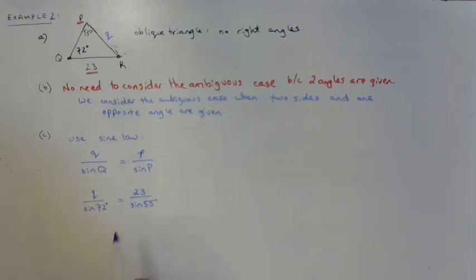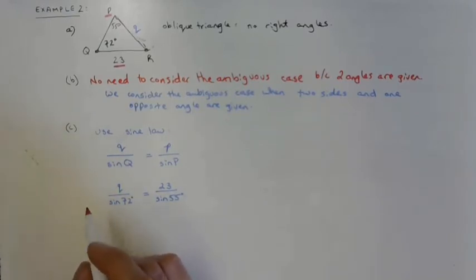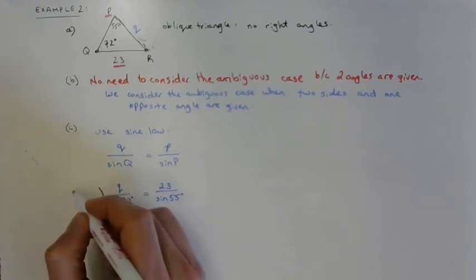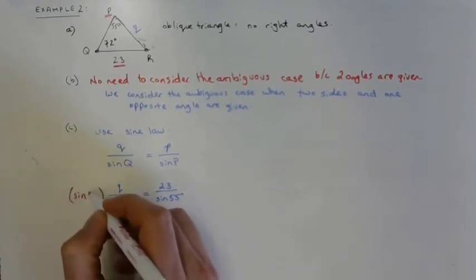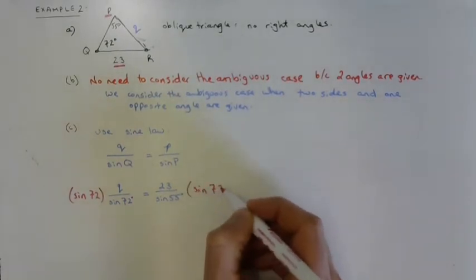Now, I'm not going to calculate yet. A lot of you are going to want to right away go, okay, 23 over sine of 55. No, don't do that. What do I need to do to isolate q? Right now, it's being divided by sine of 72. Again, it's math. Don't make up your own rules. There are already rules, so just do them. So sine of 72 is going to get multiplied by both sides.